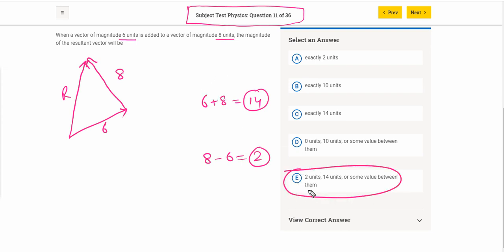If they are added in the opposite direction, the answer will be 2. If they are added in the same direction, the answer will be 14. And if they are added in some random direction, so that we cannot find out their value, it will be option E. So let's check the answer. Yeah, that's correct. Alright, so now let's move on to the next one.